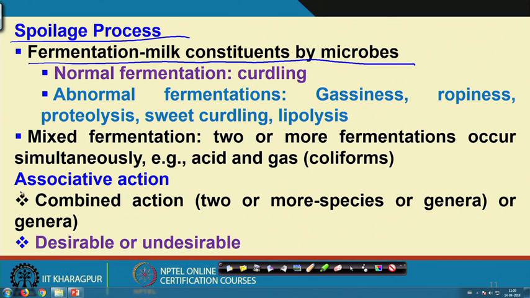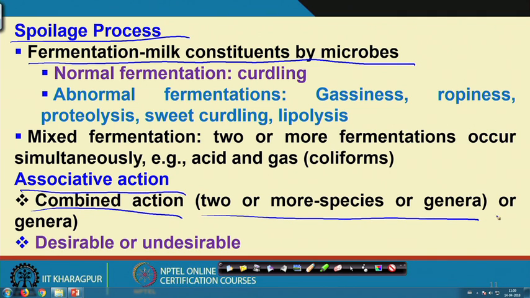Then associative action, that is combined action, that is two or more species or different genera, right, that may cause desirable or undesirable changes, right. So, combined action means two types of organisms may act simultaneously, right.